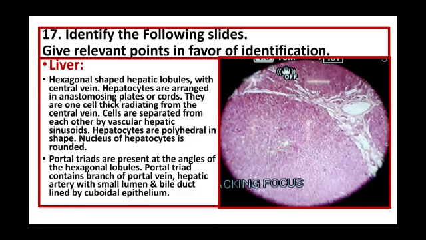So the given slide is that of liver. So hexagonal shaped hepatic globules, which contain a central vein. The hepatocytes are arranged in anastomosing plates of cords. They are one cell thick, radiating from the central vein. Cells are separated from each other by vascular hepatic sinusoids.